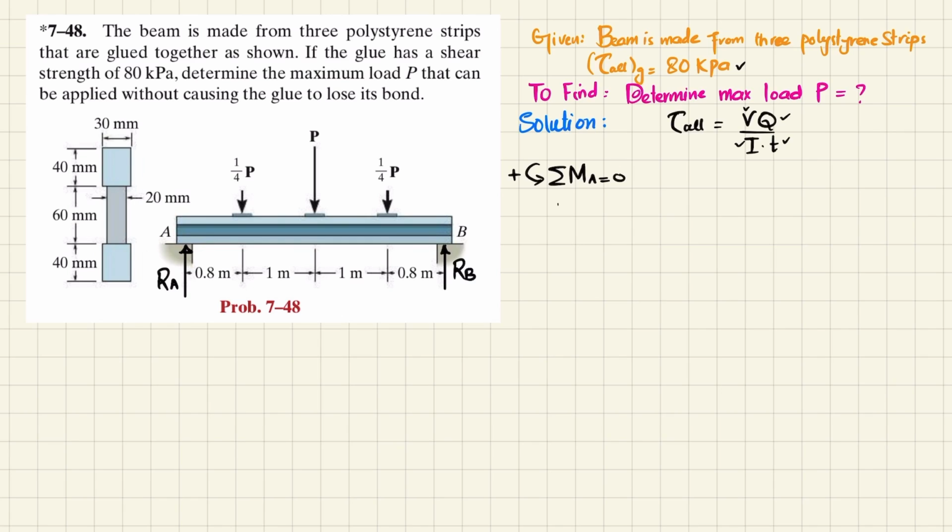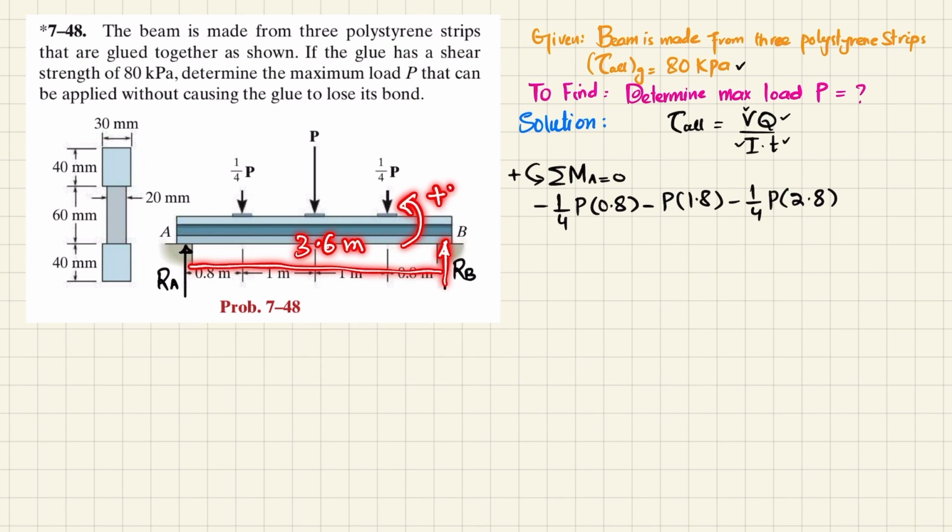So I will write minus 1/4 times P multiplied by 0.8. The second moment is produced by the force P, and now the perpendicular distance is 1.8, and this is also clockwise, so it will be negative. So I will write minus P times 1.8. The third moment is due to this 1/4 P, and the distance is 2.8 meter, and that is clockwise, so I will write minus 1/4 times P multiplied by 2.8. The last force producing moment is Rb, with perpendicular distance 3.6 meter, producing counterclockwise, so it will be positive. So I will write plus 3.6 times Rb is equal to 0.